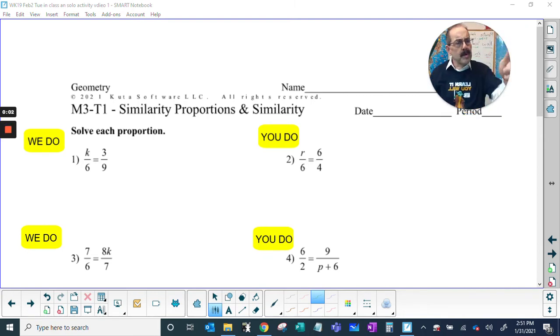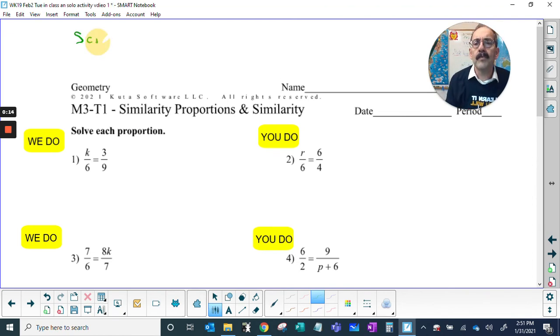Okay, welcome back. Semester 2, we're just getting started on real world math and scale factor. If you remember back in middle school, we had scale factors. So we just had our lesson, now we've got to do our practice.